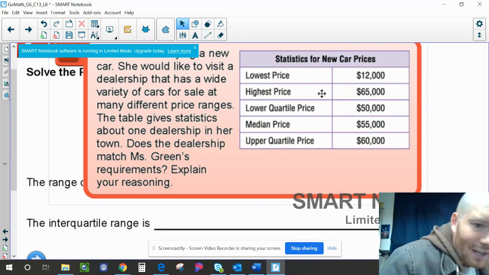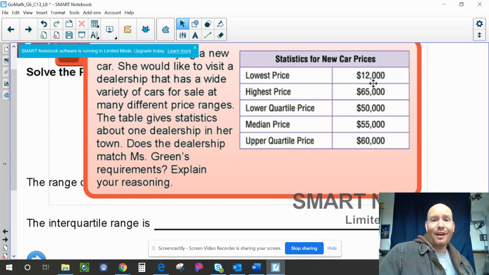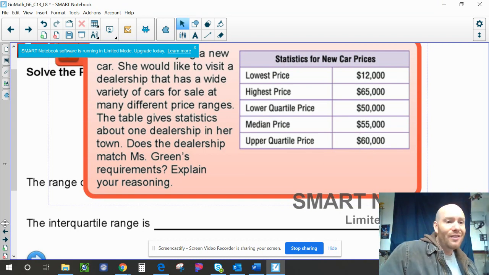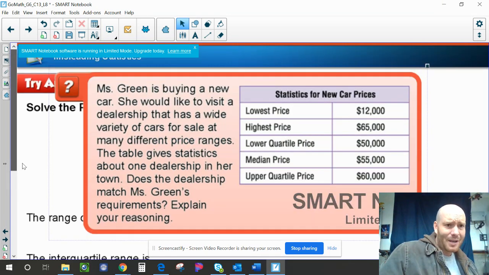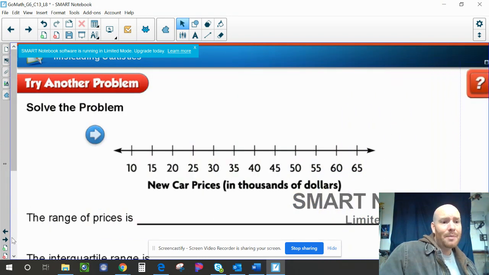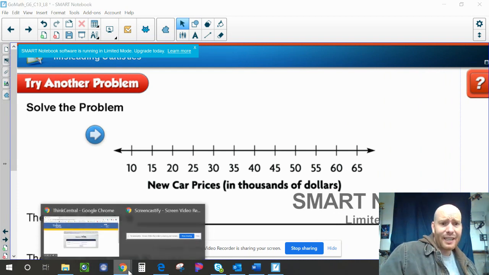So this would not be a good place for her to buy a car, unless she's looking at expensive cars, but she wanted a variety of different price ranges. And not really. It's just between $50,000 and $60,000. Not a lot of variety there, or we have an outlier of 12,000 and then 65. But really, the price ranges are from here. So we're going to say no. This car dealership doesn't meet her objective. So even though it kind of looked like it did, we know in fact it didn't.